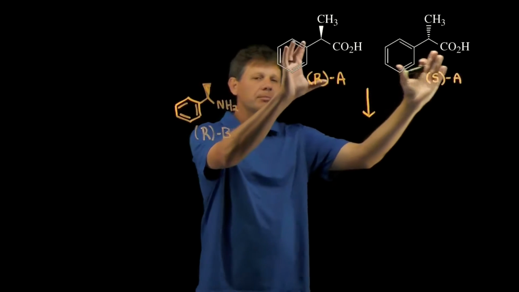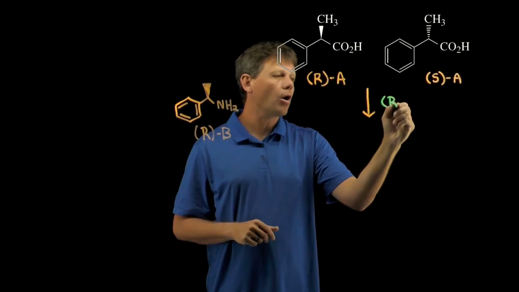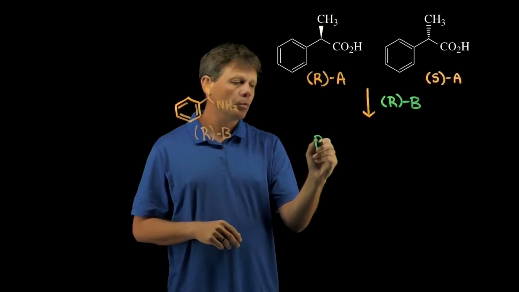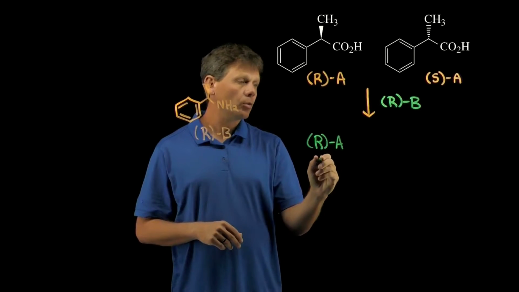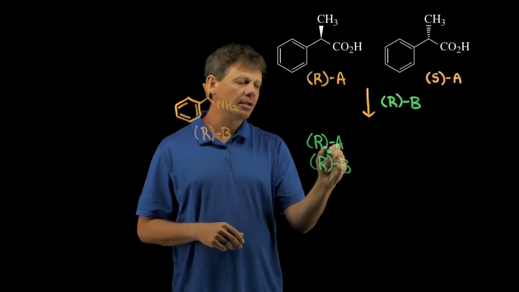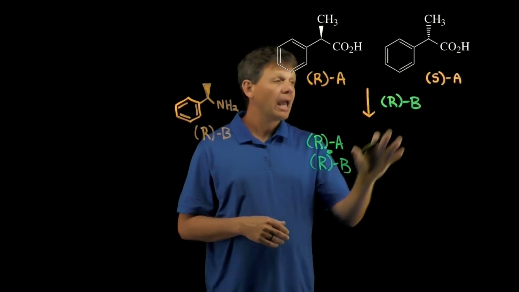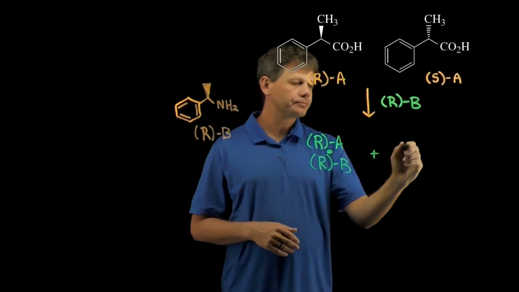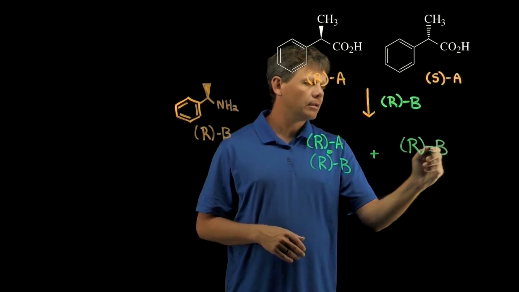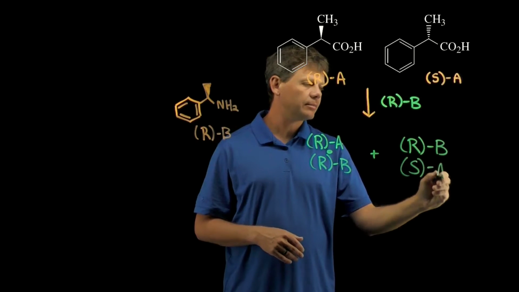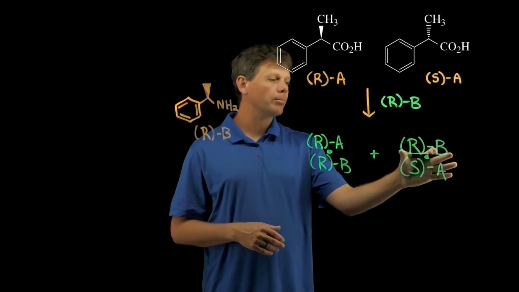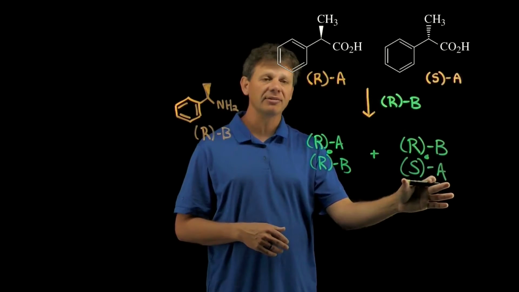When we react this mixture with this R form of the base, we now get two different complexes. We get the R acid with the R base. We'll put a kind of a dot here to show that that's a complex. And we make on the other side the RB with the SA. So I reversed those, but that should make sense, right? If we just put it on the bottom, the RB base with the S acid.